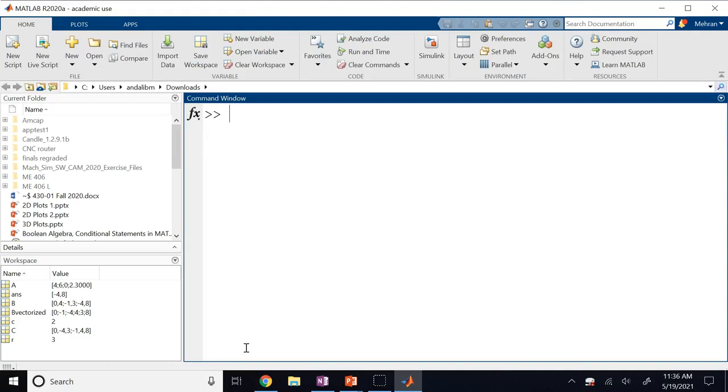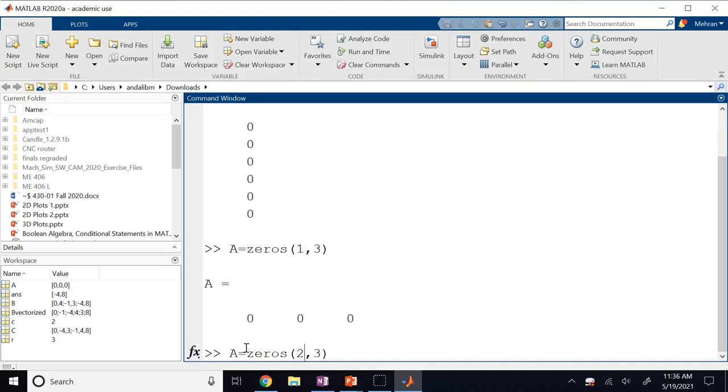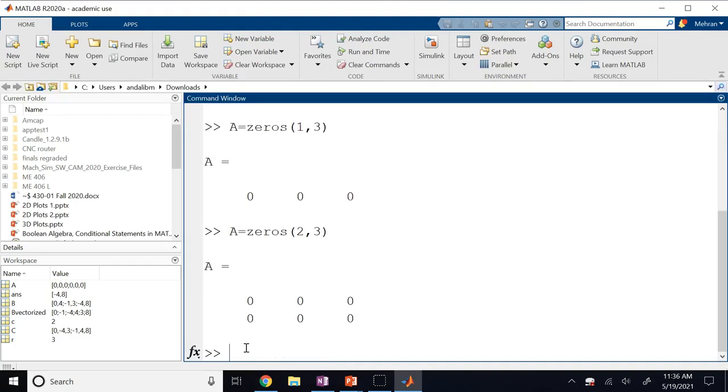So I say A equals, and here I use the built-in command called zeros. And then I provide the dimensions of that. So let's say I want 6 zeros, 1 column. So it's a 6 by 1 vector of zeros. Or I want it to be a 1 by 3, 1 row, 3 columns of zeros. Or I want a matrix. I want it to be a 2 by 3 matrix of zeros. So if you want to create a bunch of zeros only, you use the command zeros.